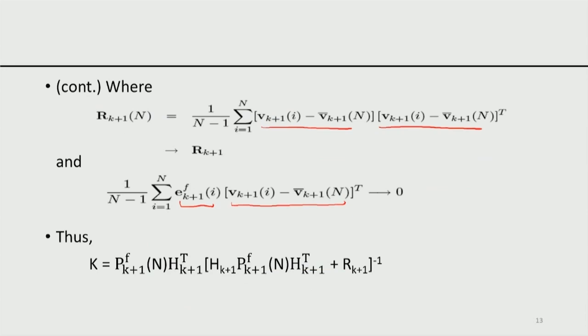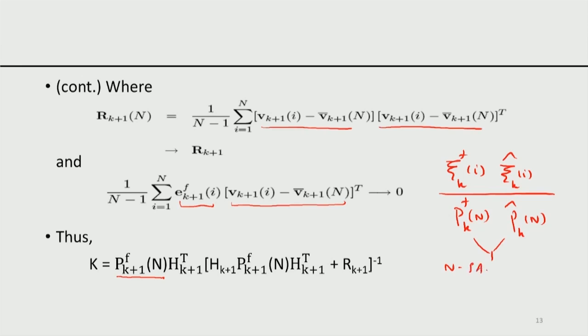Therefore, the expression for K, the Kalman gain, which I have postponed for this long, is given by the N sample approximation of P_{k+1}^f. Now, look at this. ξ_k^i f and ξ_k^i hat are all the ith member of the forecast and analysis. But when it comes to P_k^f, I am going to have an estimate, so I am going to put an N: P_k hat N. These are N sample estimates based on N samples.